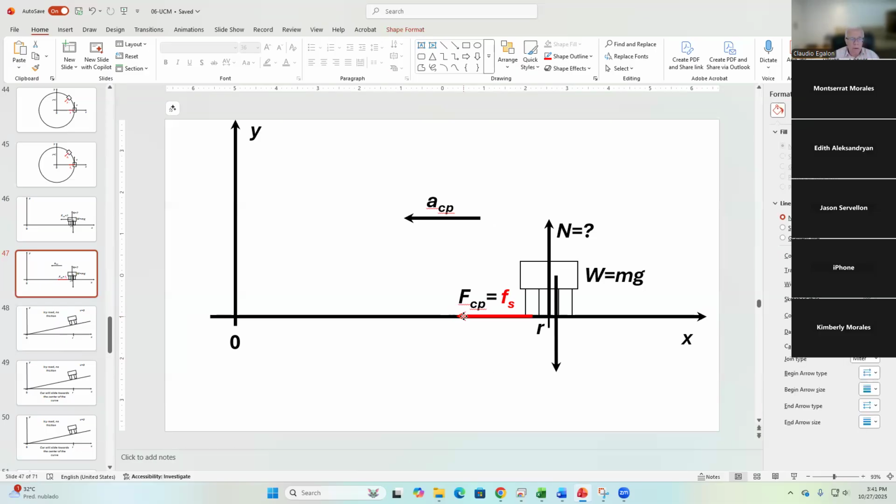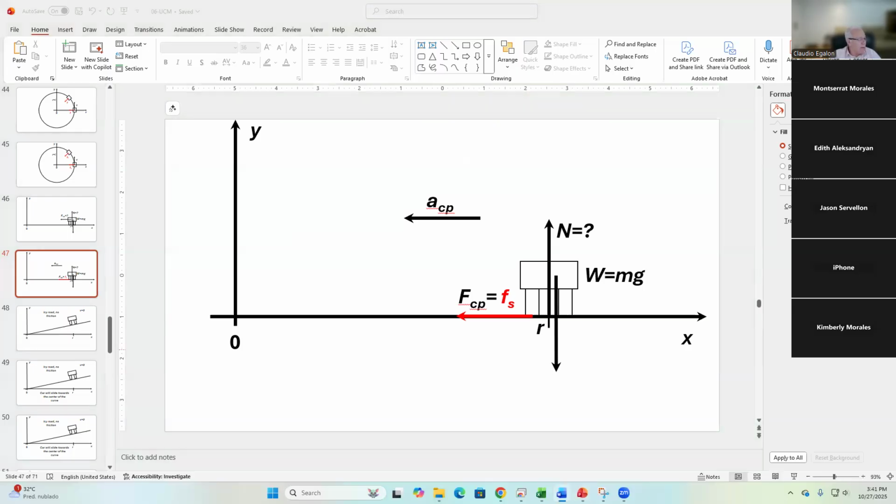Okay, so here you go. And let's not forget that this force of static friction has a minimum value of 0 and a maximum value given by that equation that you have seen before. That's what it takes to understand this problem. We have to do all this careful investigation.